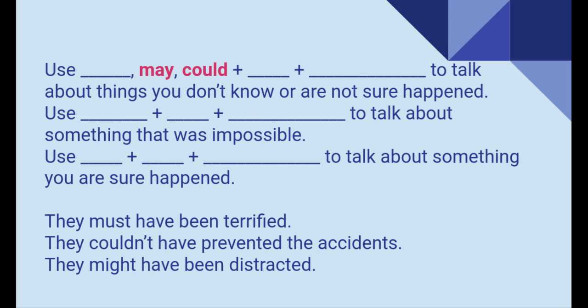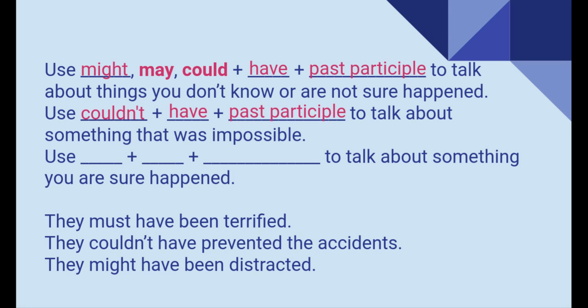Okay, let's check. We're going to use might, may, or could plus have plus past participle to talk about things that you don't know or are not sure that happened. Like, they are possible, but you're not really sure. We use couldn't have plus past participle to talk about something that was impossible. Notice that you can use might not have or may not have, but if you use couldn't have, you say that something is impossible, so it changes the meaning. We use must have plus past participle to talk about something that you are sure that happened.